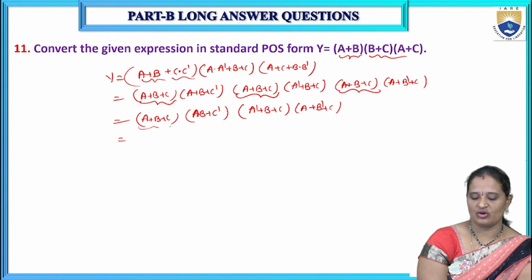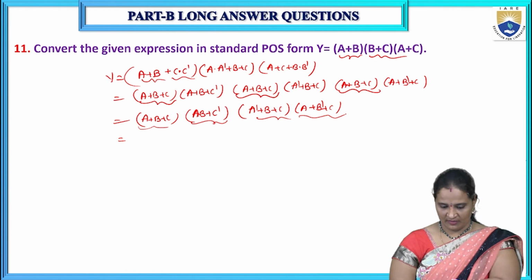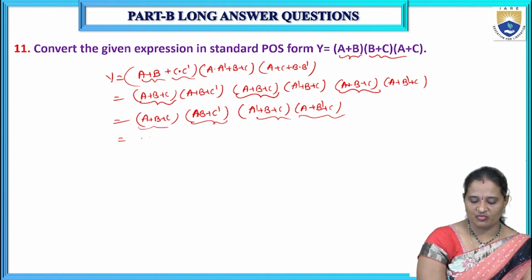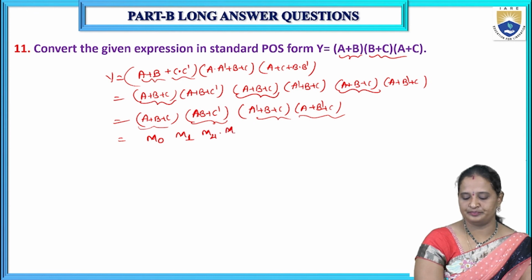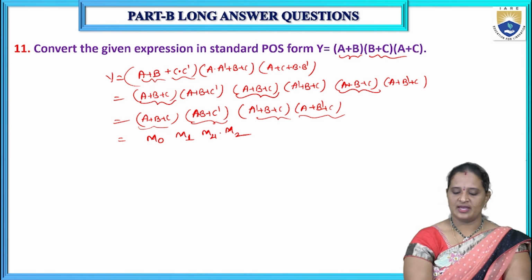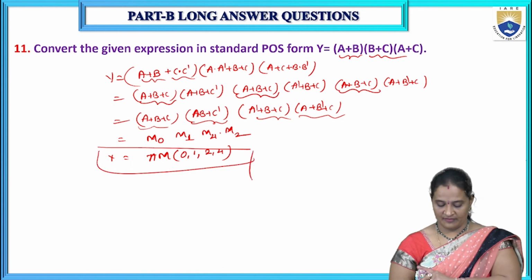So this is the canonical form where each and every term includes all three variables of the given Boolean function. You can also write it as max terms. What are the max terms here? This is 0, this one is 0, 0, 1. This is M1 into M4 into M2. So like that, I can write this as pi M of 0, 1, 2, 4. So this is the canonical or standard form.